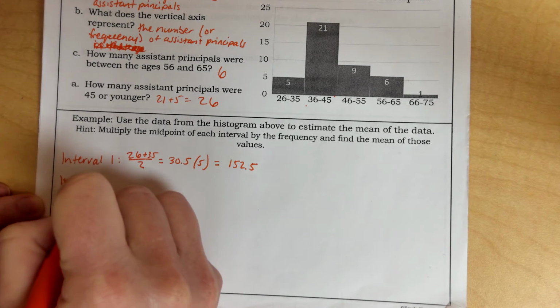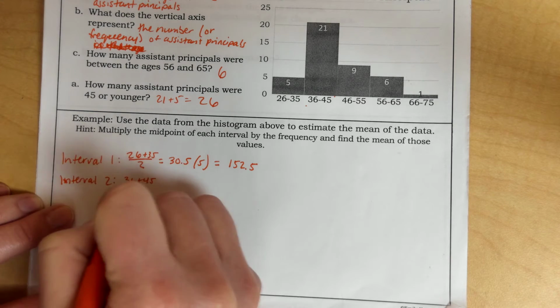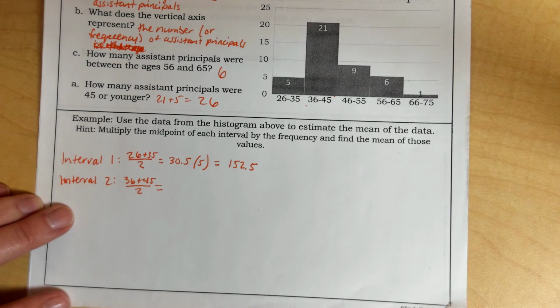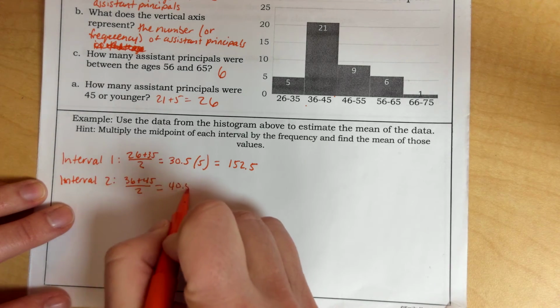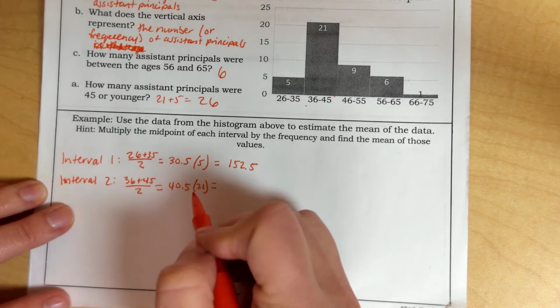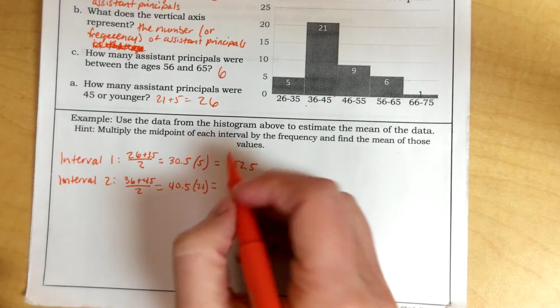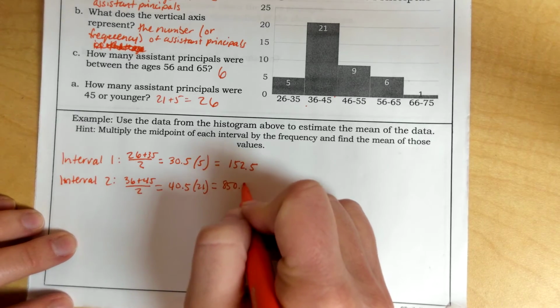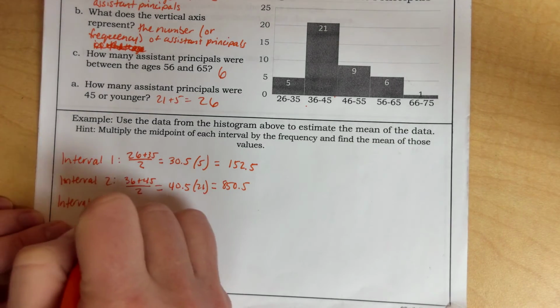Okay. Now I'm going to do the same thing with interval 2. I take 36 and 45, and I find the midpoint. The middle between 36 and 45 is going to be 40.5. And I had 21 in that value. So I'm going to multiply that 40.5 times 21, and I get 850.5.